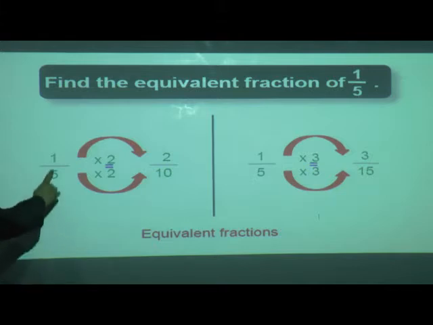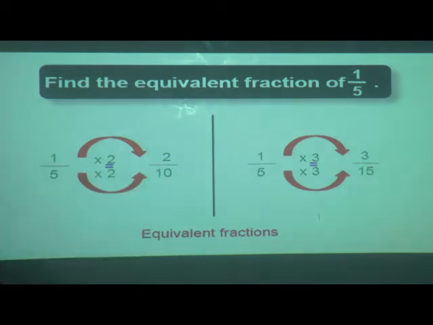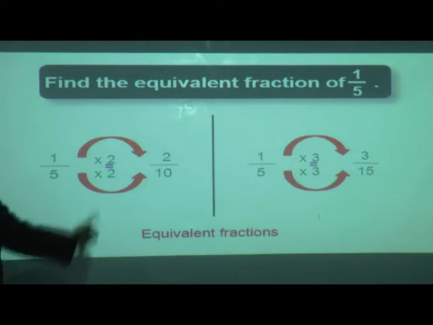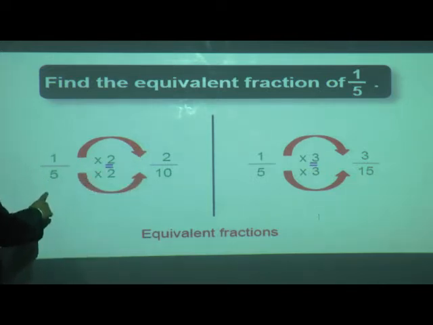So what we got is 5 2s are 10 and 2 1s are 2. So 2 upon 10. Similarly, the same given fraction, we have to multiply with 3. So here, 3 1s are 3, and we are multiplying the same number in the denominator, that is 5 into 3 is 15. So in short we can say 2 upon 10 and 3 upon 15 are equivalent fractions of 1 upon 5.